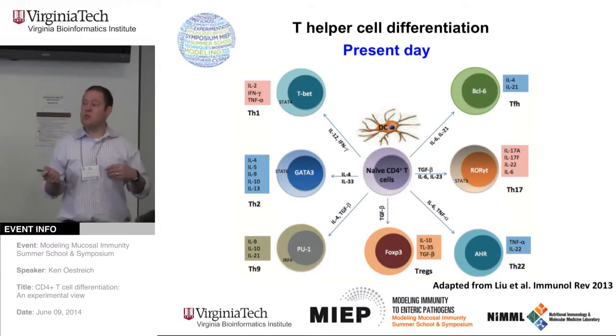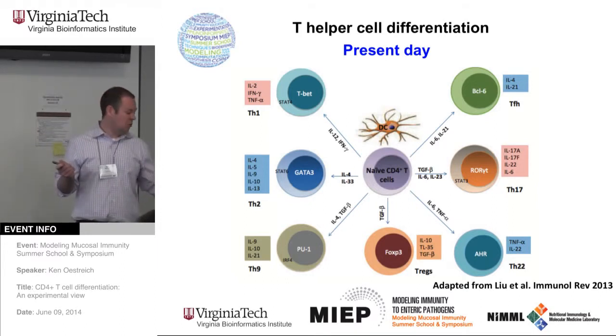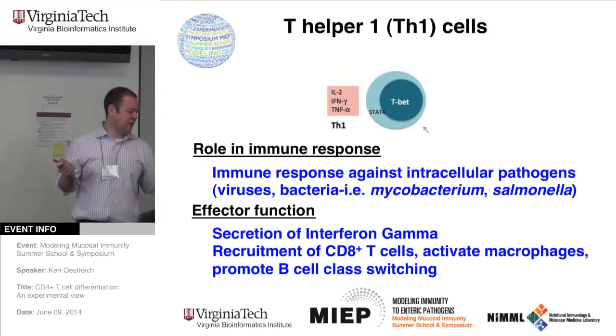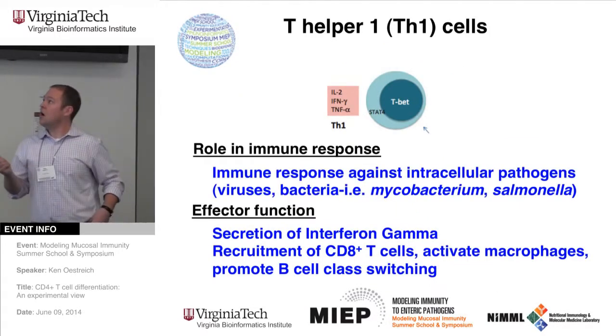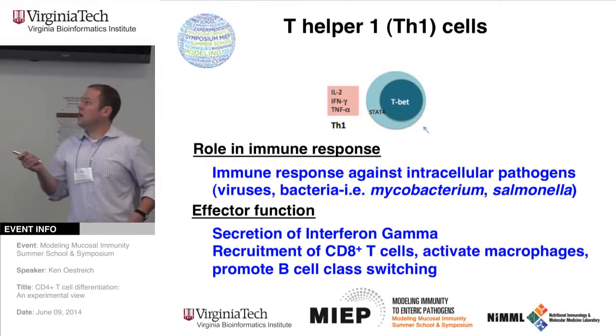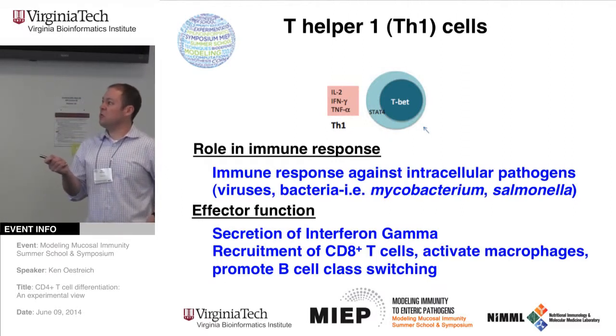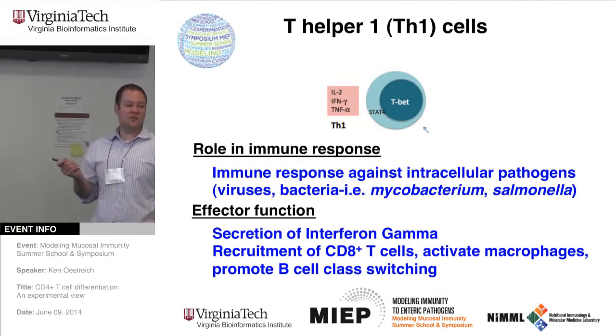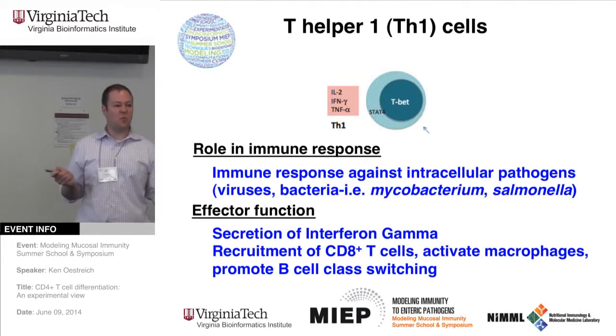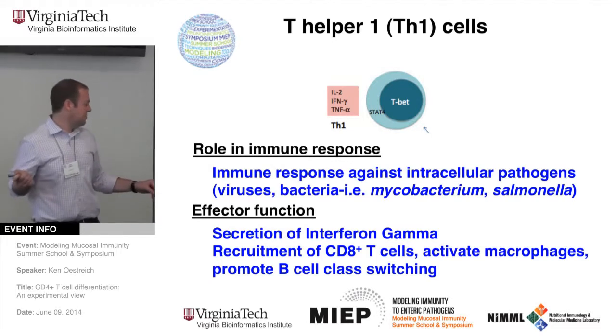So I just want to go through a few of the immune populations and talk about what their functions are, since you'll be hearing so much about these cells later on today. So I'll start with Th1 cells. Again, this is the cell that's responsible for coordinating immune responses against intracellular pathogens like viruses, certain bacteria, Mycobacterium tuberculosis, and Salmonella. They do this by secreting the very potent inflammatory cytokine interferon gamma, which then recruits CD8 T cells, activates macrophages, and promotes B cell class switching to the appropriate type of antibody for that immune response.